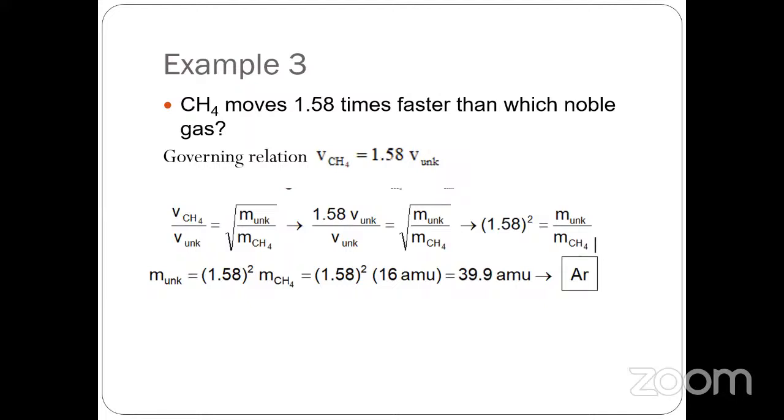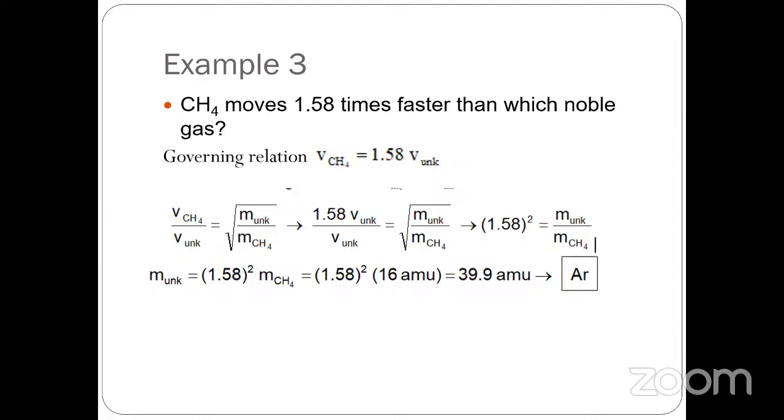We are told that methane is 1.58 times faster than the unknown. So methane's velocity will be 1.58 multiplied by the velocity of the unknown. That is the first thing we should take note of. If we put that into the equation, the velocity of methane becomes 1.58 times the velocity of the unknown, and the denominator, the velocity of the unknown, will be equal to the square root of the molar mass of the unknown all over that of methane.